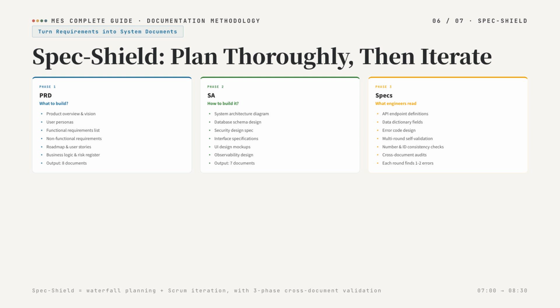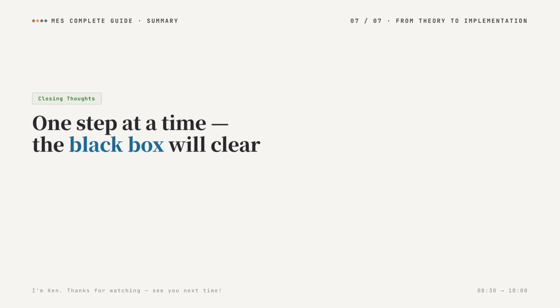Phase 3, the Technical Specifications, or specs. This is what developers actually read: API endpoint definitions, data dictionary field descriptions, and error code design. After each document is produced, you need to do multiple rounds of self-validation, checking that numbers, names, and IDs are consistent across all documents. This step is critical. In every project I have run, each round of validation finds at least 1 or 2 inconsistencies.